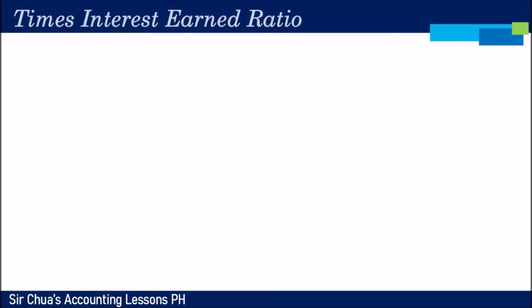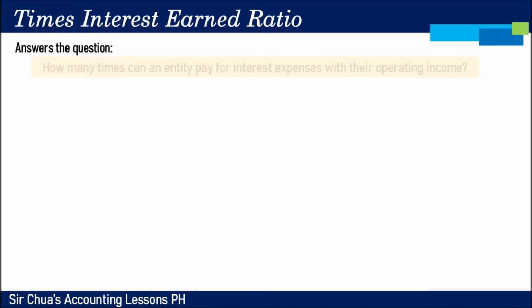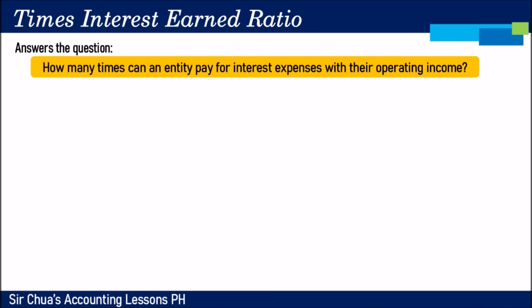Let's proceed with times interest earned ratio. It answers the question, how many times can an entity pay for interest expenses with their operating income? So, ang titignan natin is yung operating income ng company. So, puproceed tayo ngayon purely sa income statement for this analysis. Can it cover interest expenses? Okay, kaya po tinawag na times interest earned ratio. Ilang beses po nating na-earn ang income na sana magamit nating pambayad ng interest.